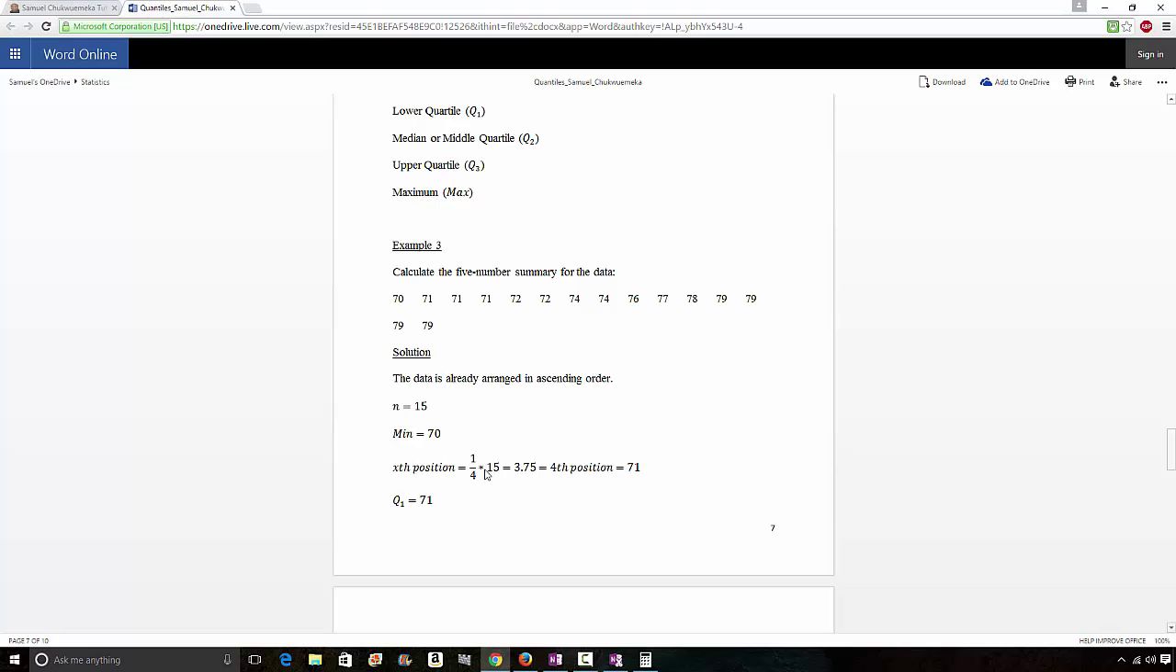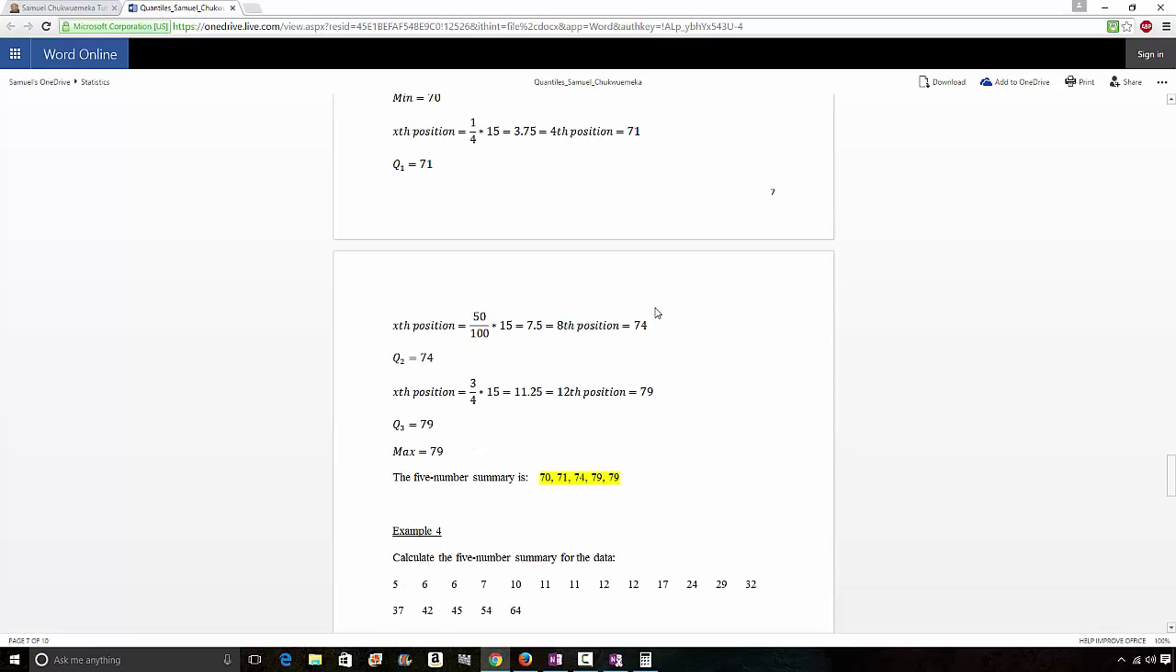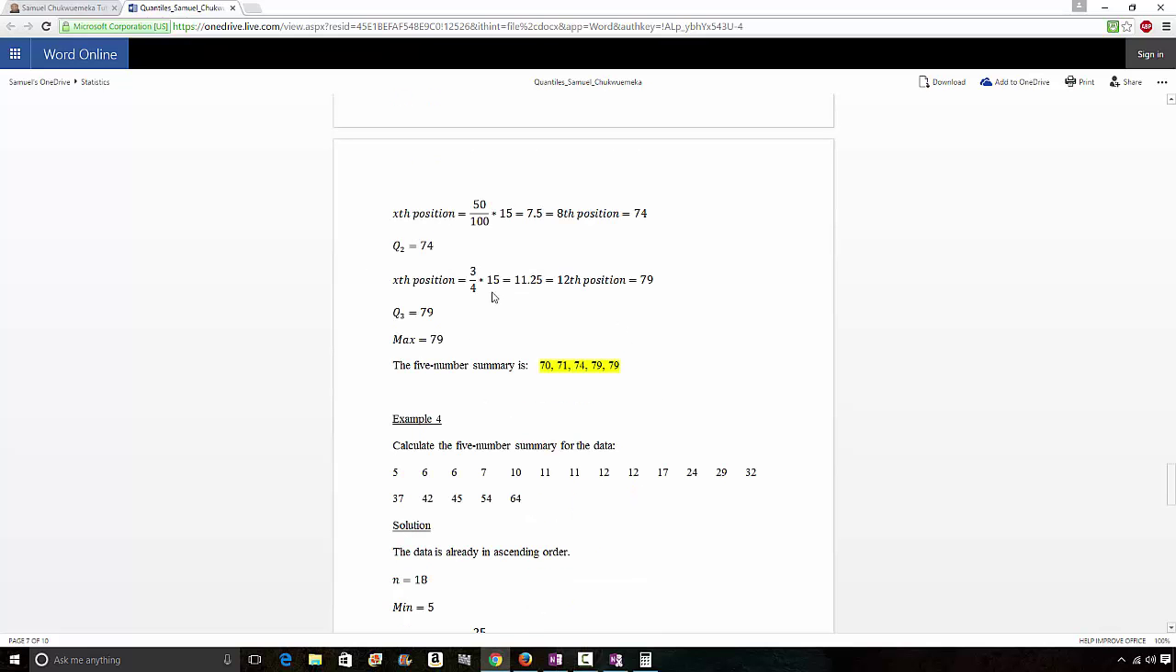Then to find the lower quartile, of course, you use the formula. Like I said, you can use 1 over 4 or you can use 25 over 100, because the lower quartile is the 25th percentile. And because this is a decimal, you round it up to the 4th position. So 1, 2, 3, 4. The 4th position is 71. So that's why Q1 is 71. And that is the way you do the rest here. So this becomes our 5-number summary.